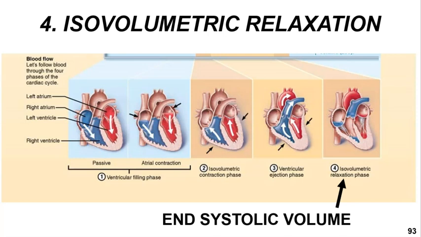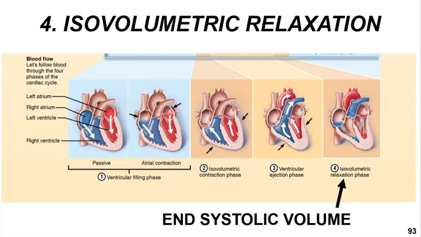The fourth and final phase of the cardiac cycle is the isovolumetric relaxation phase. A good proportion of the blood in the ventricles has just been ejected into the arteries during the previous phase, during ventricular ejection. The reduced volume of blood that now remains in the ventricles, along with the fact that the myocardium of the ventricles is beginning to relax, means that the pressure in the ventricles is going to start to fall.